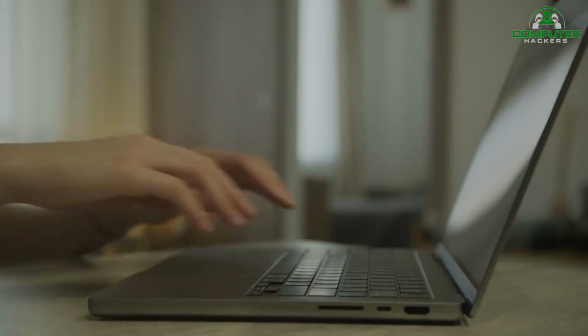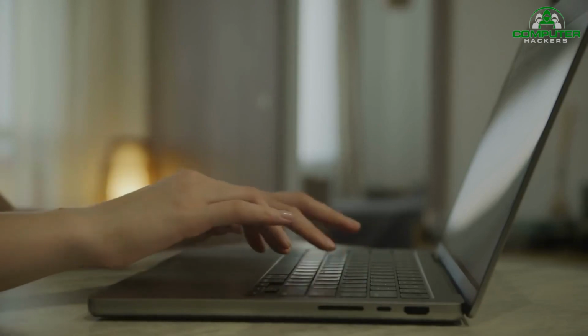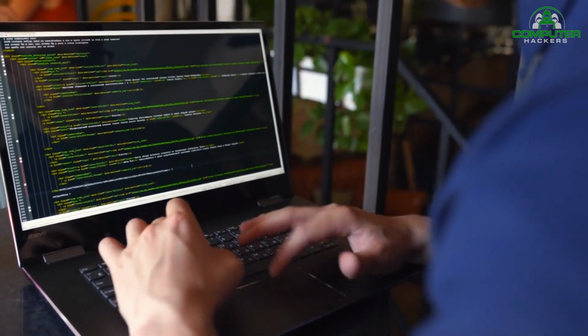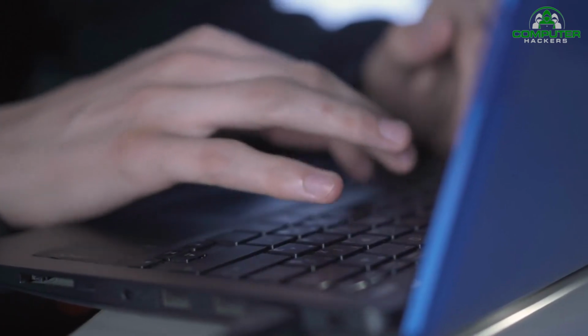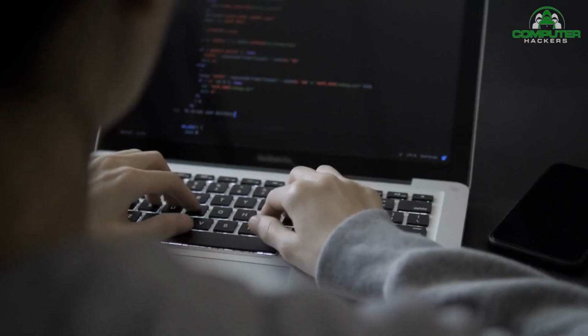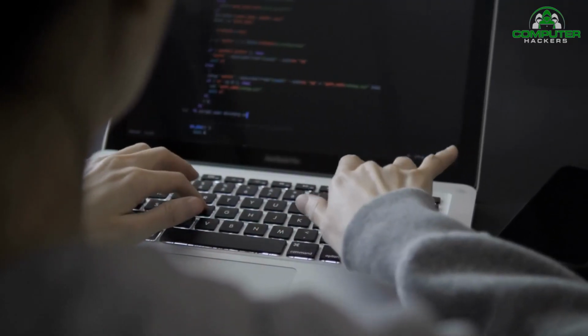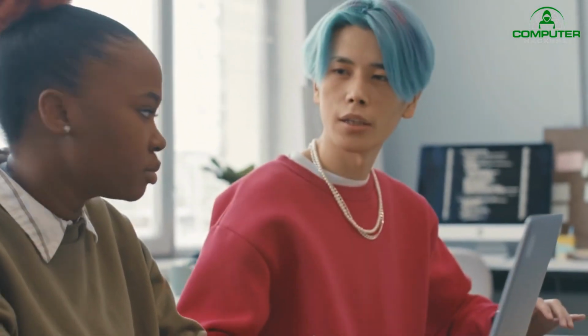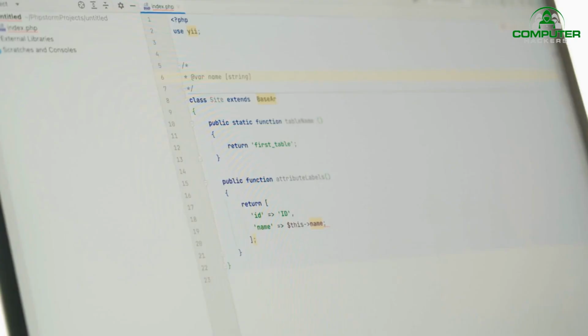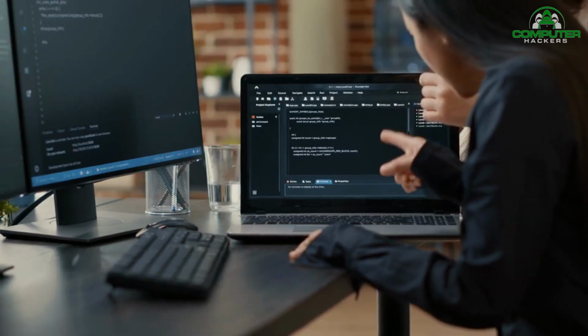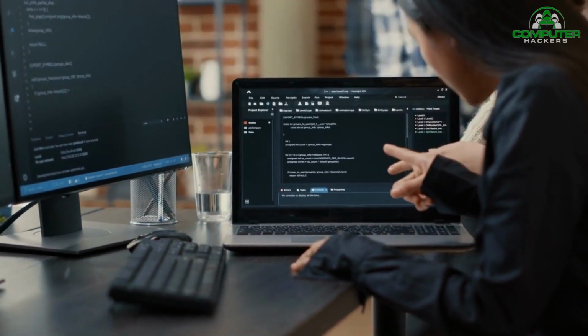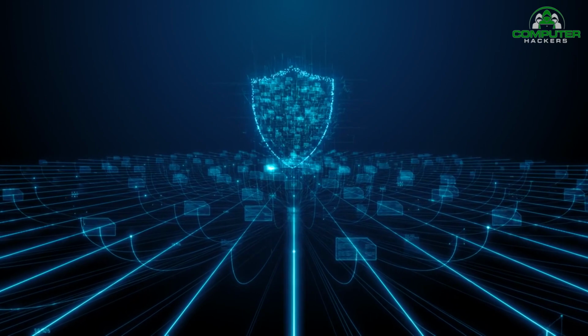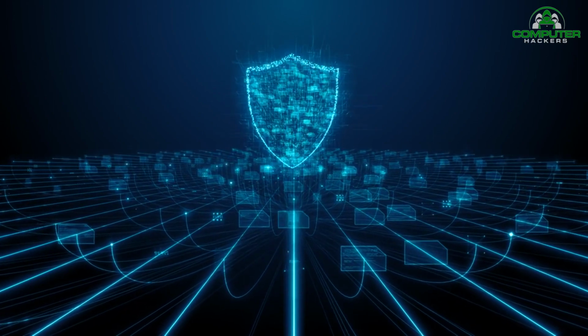Segment 3. Education and certifications. Now that we've covered the necessary skills, let's talk about education and certifications. Education and degrees. While a formal education is not always a requirement, a degree in computer science, information technology, or a related field can provide a solid foundation. Additionally, there are specific programs and degrees focused on cybersecurity that can give aspiring ethical hackers an edge.